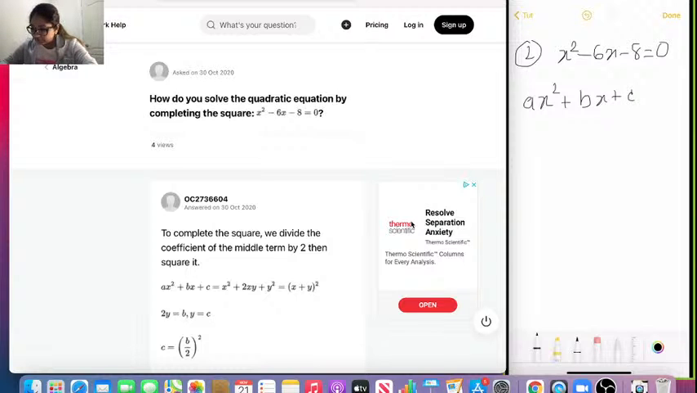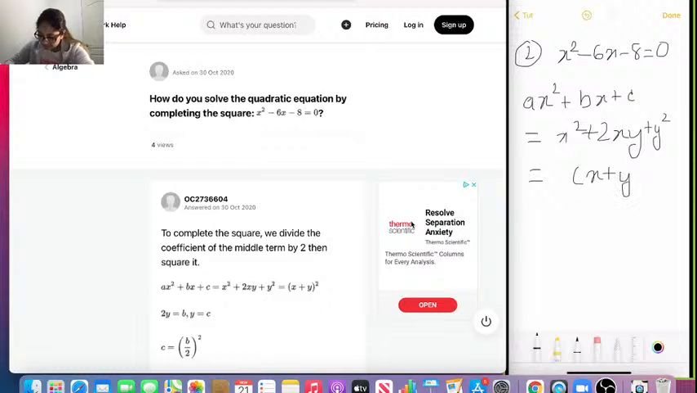And so what we have here next is we can basically rewrite this in a way that can form a formula. So we can rewrite this as x squared plus 2xy plus y squared, which is what they have got here, plus y squared. And so, this is basically (x plus y) squared.